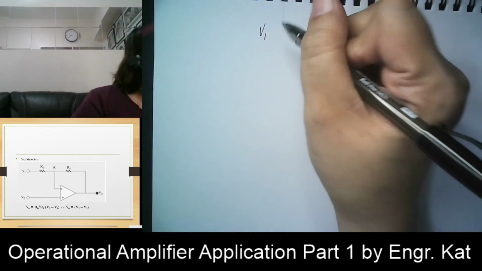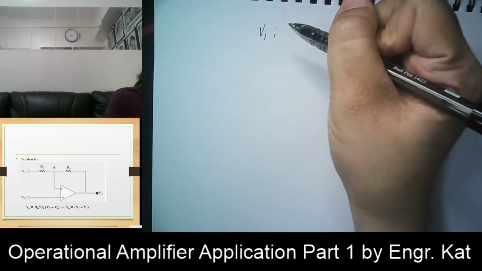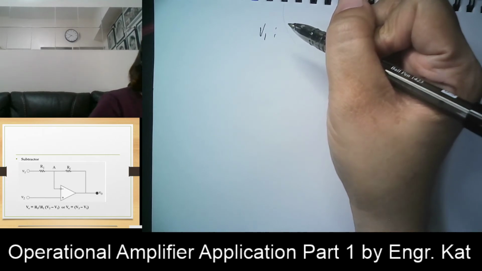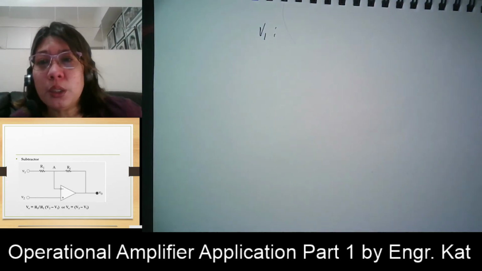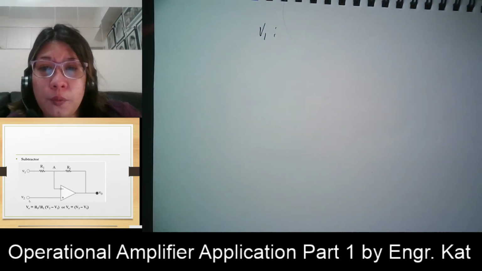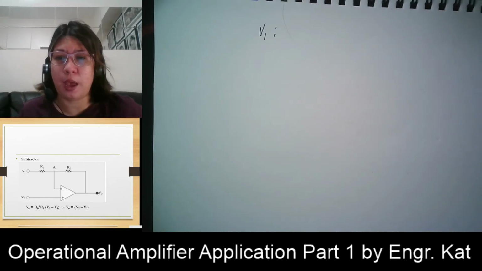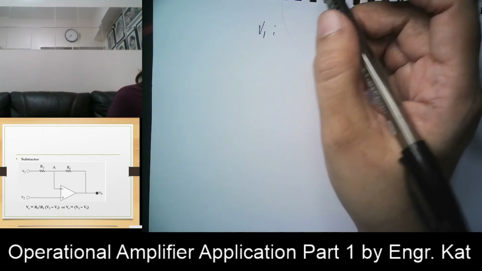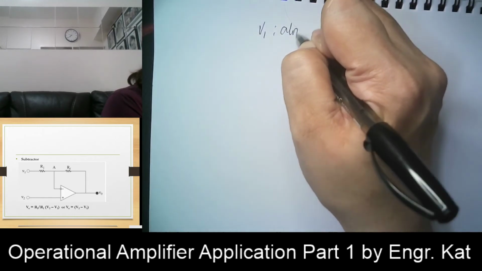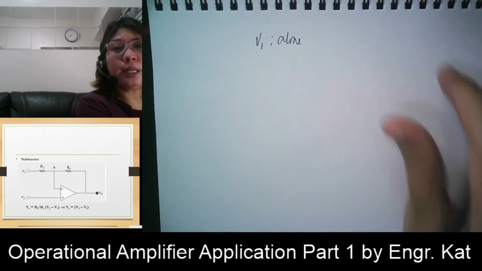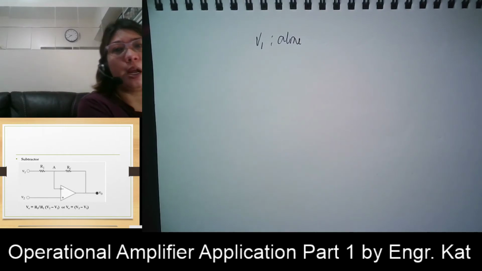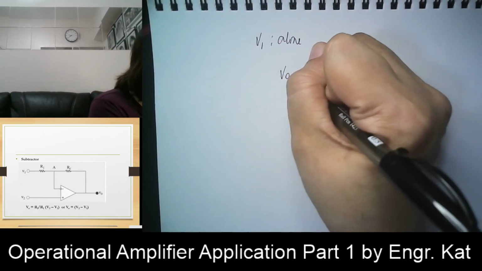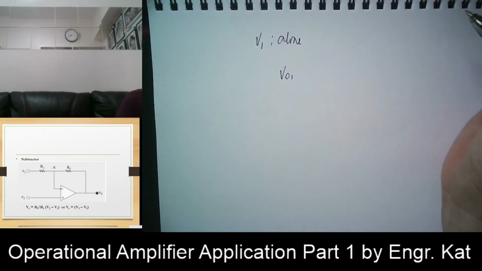So when we are working on V1, that means your V2 is grounded. When your V2 is grounded, it's just like you're working as an inverting amplifier. So V1 is acting alone. That is an inverting amplifier, and that will give us an output. Let us call that output VO1.